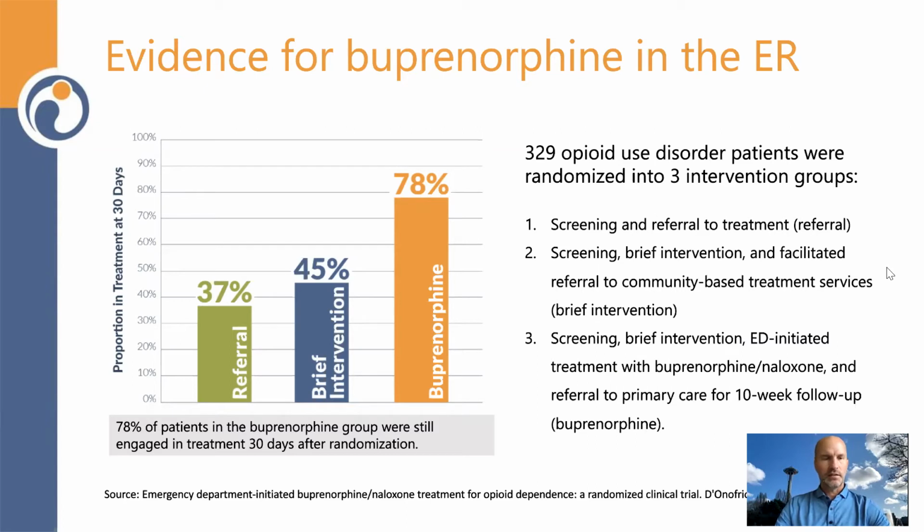So when you study the number of patients who get referrals and you follow them 30 days after that referral, what percentage of them have followed up? And with just a simple referral, the amount of patients that follow up is relatively low. But you can see if you add a brief intervention, which could include direct referral to community treatment services, scheduling appointments, and intervening in the treatment, you improve that slightly. But the most significant improvement in a patient's engagement in treatment is if you actually initiate buprenorphine treatment in the emergency room.